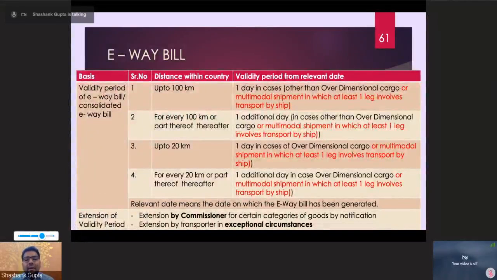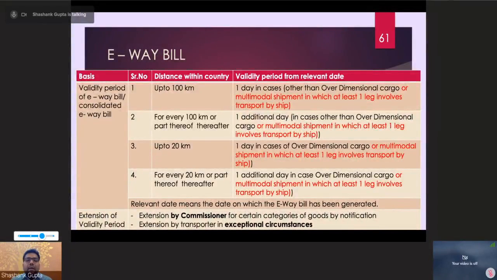Now, what is the validity period of an e-waybill? The validity period of an e-waybill, for normal consignments, is 1 day for each 100 kilometers or part thereof. So suppose if I have to transport goods for 450 kilometers, then the validity that I will get for my e-waybill will be 5 days because it says 100 kilometer or part thereof.